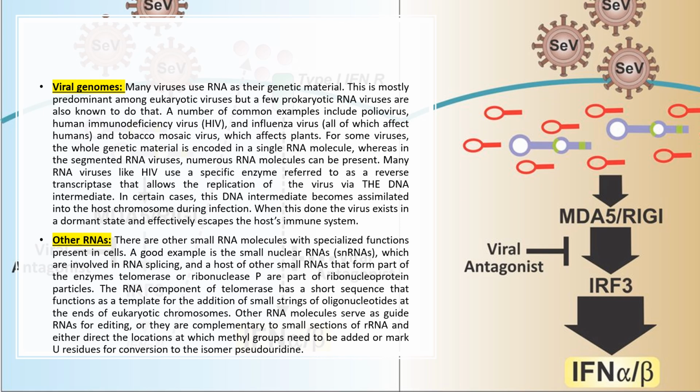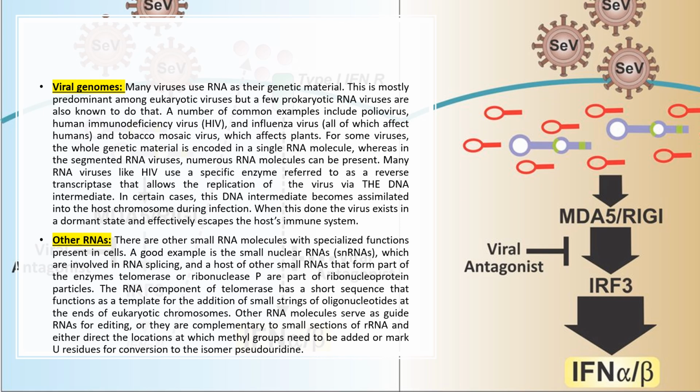Many RNA viruses, like HIV, use a specific enzyme referred to as reverse transcriptase that allows the replication of the virus by way of a DNA intermediate. In certain cases, this DNA intermediate becomes assimilated into the host chromosome during infection. When this is done, the virus exists in a dormant state and effectively escapes the host immune system.